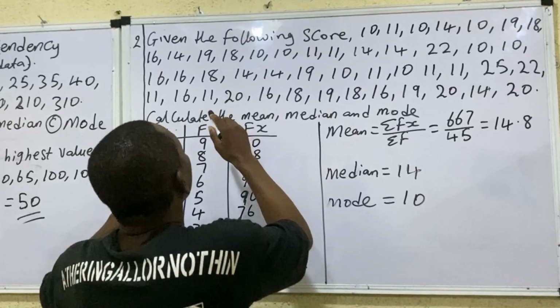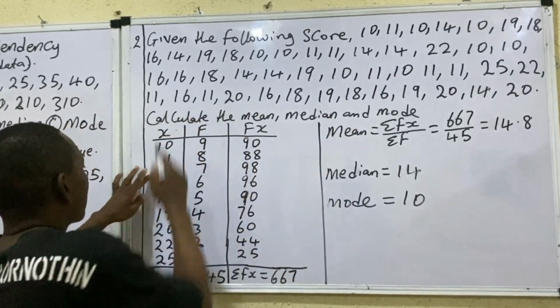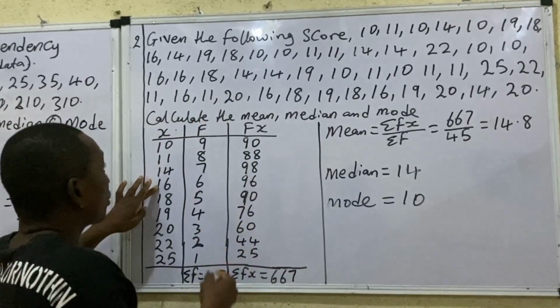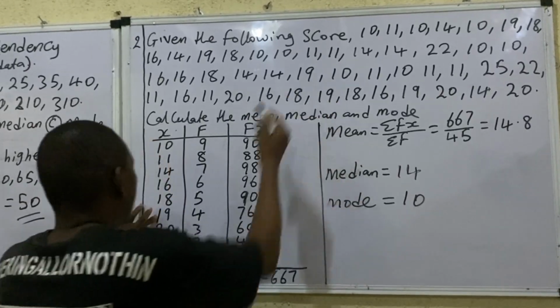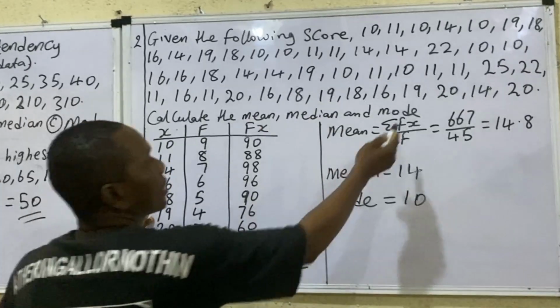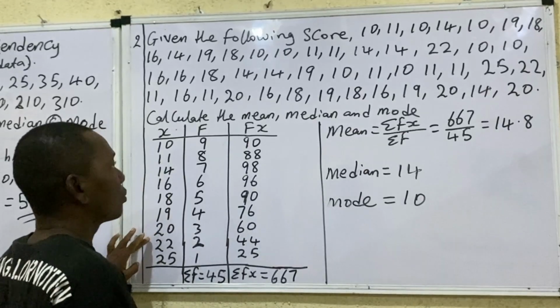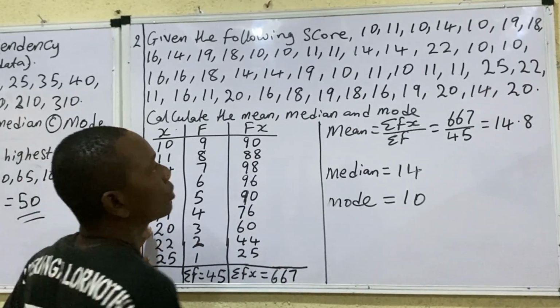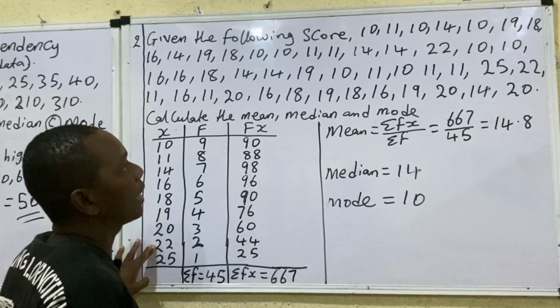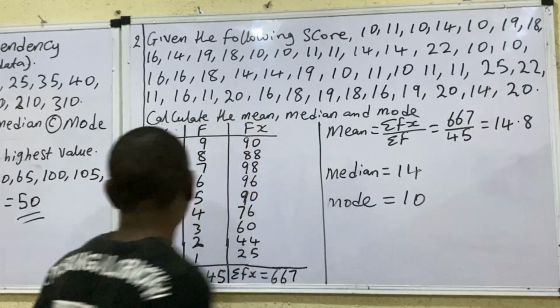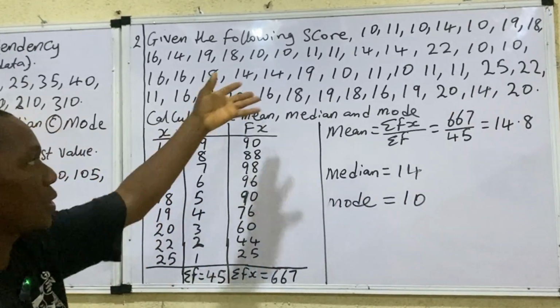All right. Do we have 15? No, but we have 16. We put 16 there. We have 18. We don't have 17, but we have 19. Do we have 20? Yes. Do we have 22? Yes, we do. And do we have 25? Yes, we do. So these are the numbers that are present there.